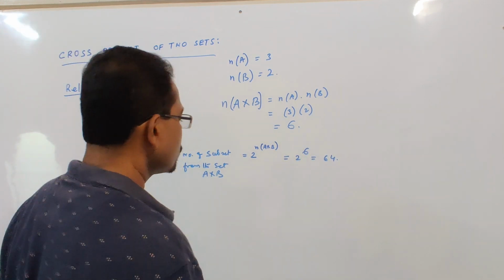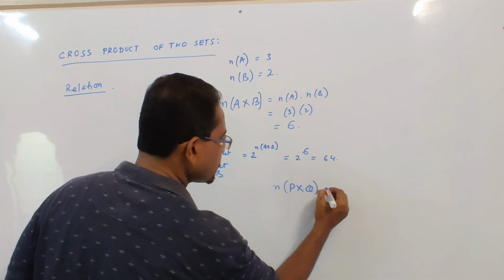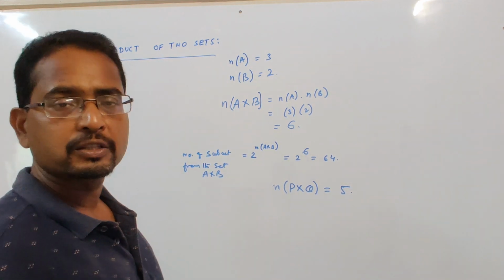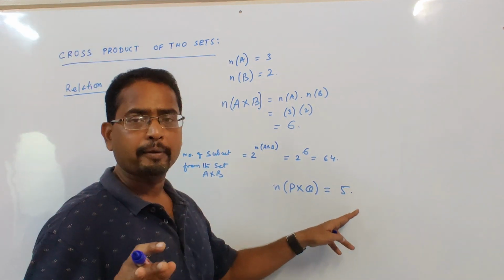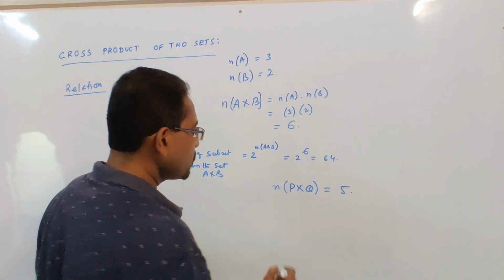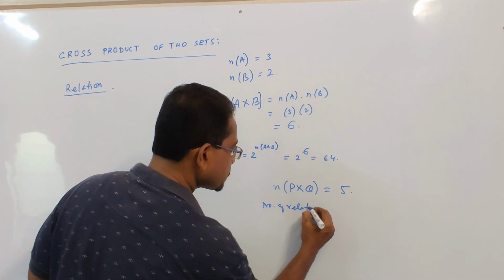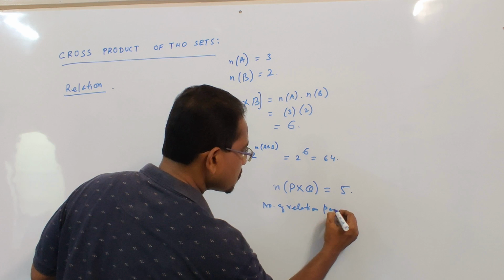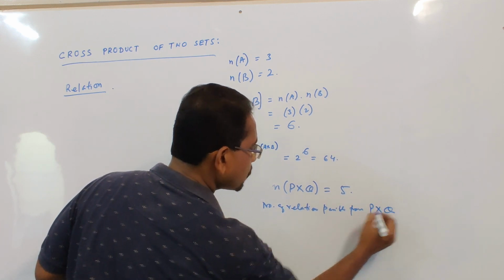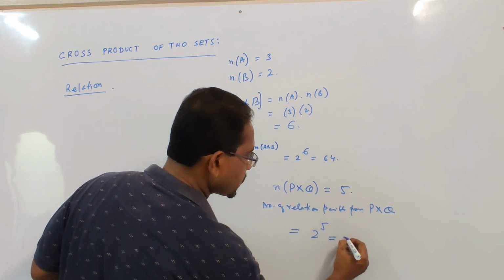So suppose in a set P cross Q, the number of elements is 5, and you want to know how many relations are possible. The number of relations possible from P cross Q is equal to 2 to the power of 5, and that will be 32.